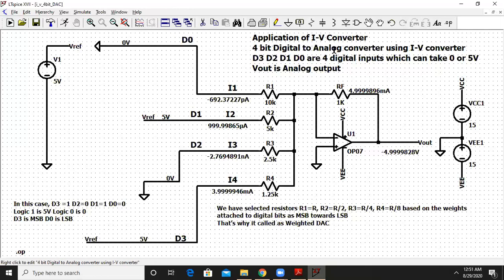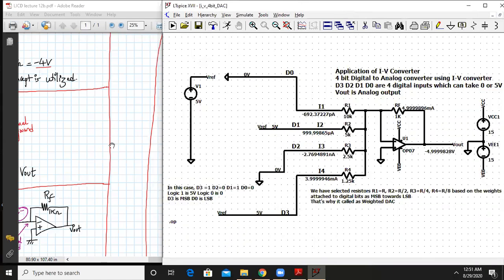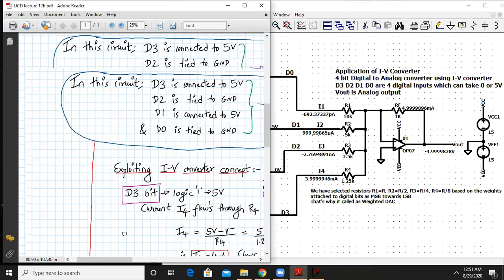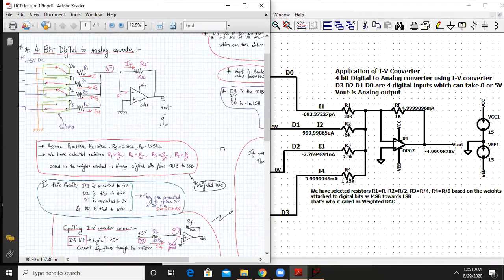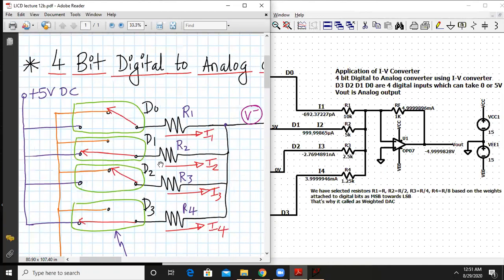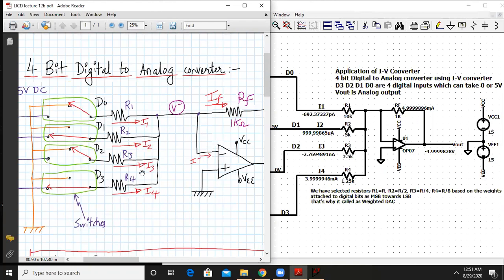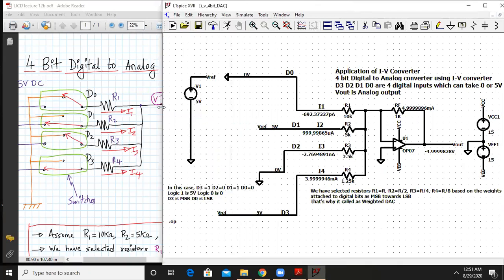So here we have selected the resistors R1 as R. The same information is given actually. Let me just open up my op-amp circuit and compare it with this diagram so that you will get to feel that this is the same thing. So this is my diagram to my left. It's a 4-bit digital to analog converter. And this is the same circuit as you can see over here. Let me just reduce the size.